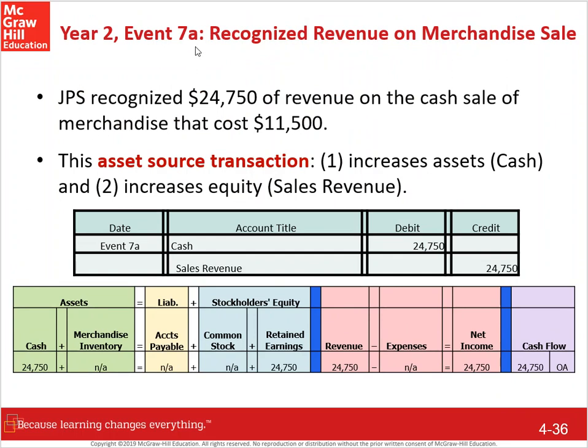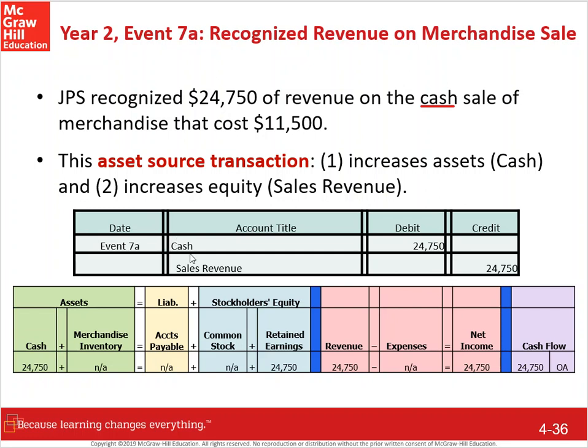Looks like we have another sale. We see 7A, so there's probably going to be a 7B that goes with that. JPS recognized $24,750 of revenue on the cash sale of merchandise that cost $11,500. So that's all the info we need for part A and B right there. So we start with A, which is record the sale and the payment method. In this case, the payment method is cash.